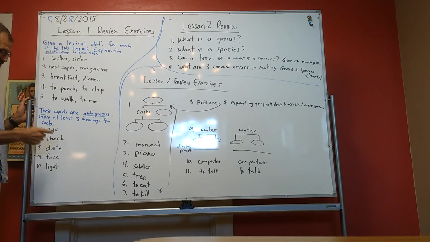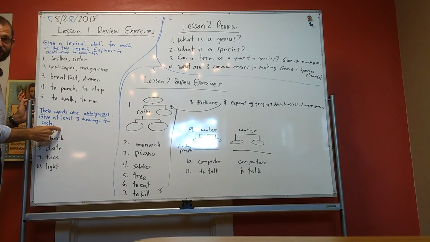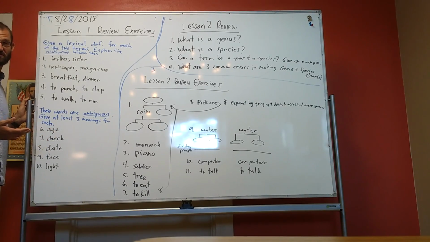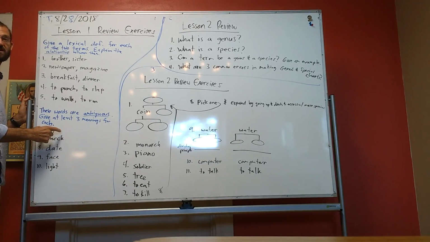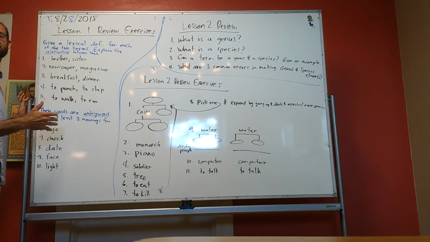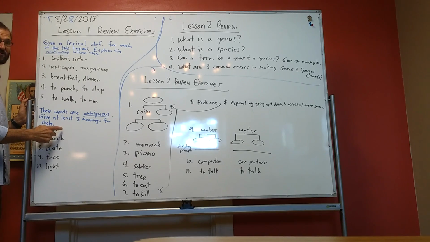Oh my God. So age. You're the first one. Let's do the first one. Age. How old you are. To get older. And a period of time in the past or the future. The golden age. So notice how old you are: what's your age? Or to get older: he aged very well. Or a period of time in history: it was the golden age of Greece. So you've got to stretch a little bit to get three meanings.